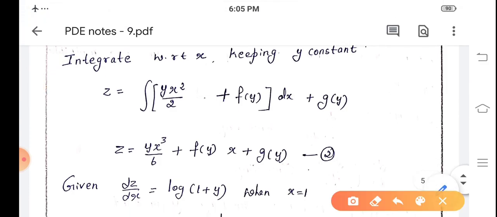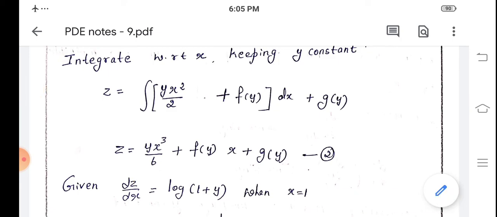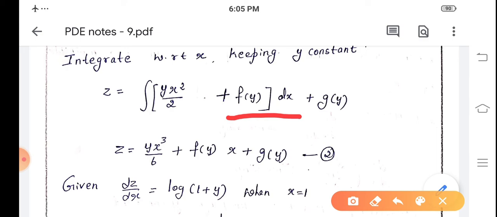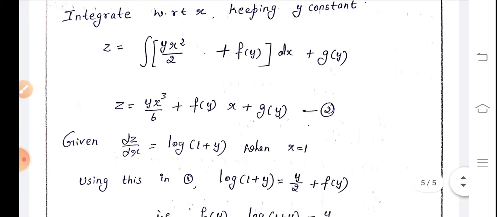Now we are getting z is equal to y into x cube divided by 6, because the integration of y by 2 is constant and the integration of x square is x cube by 3. So it is y into x cube divided by 3 into 2, that will be y x cube divided by 6, plus the integration of f of y with respect to x. So f of y is constant, the integration of dx is x, plus g of y. Take this as equation number 2.